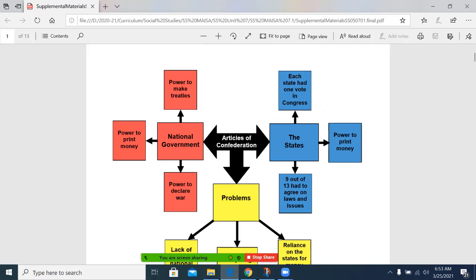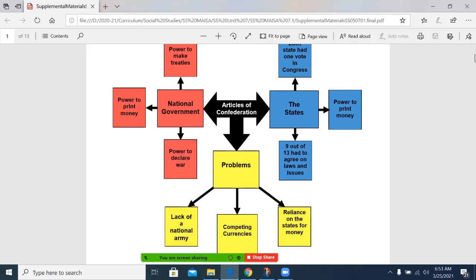It's clearly going to be a problem when two sides can print money, and that's where it's reflected here in competing currencies. The lack of a national army. So if something happens, you need to call up the state militias, but they might tell you no. And keep in mind at this time, state militias were the most powerful entity we had when it came to fighting forces.